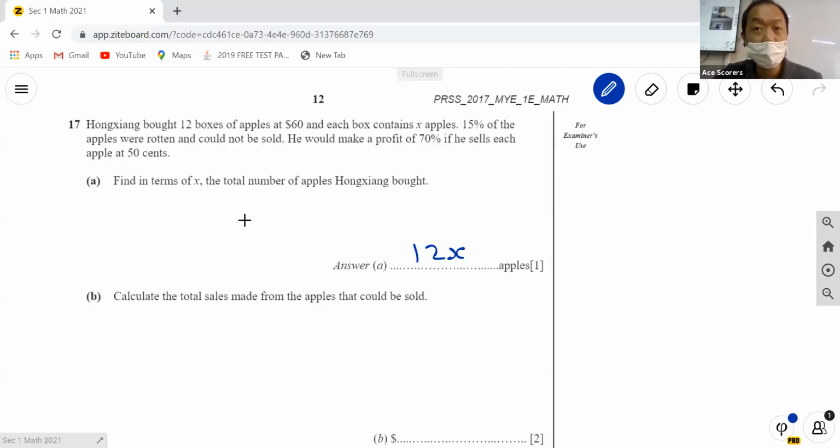Okay, I'm going to go through very quickly. So if there are 12 boxes, each box has X apples. So 12 times X will be just 12X. Calculate the total sales made from the apples that could be sold. Now 15% of them were rotten. So how many can be sold? It's 85%. So we got to take 85 over 100 times 12X.